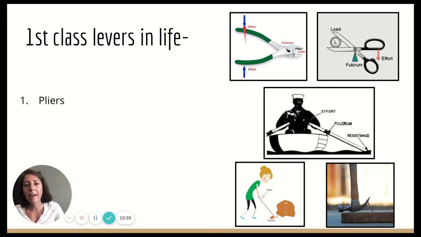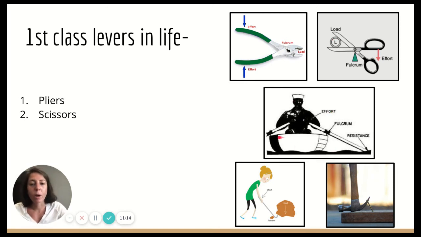So we have the effort applied here. This is where someone's hands are going to grab those pliers and squeeze. And what's resisting the person's movement or their effort is the load. Whatever goes in between the pliers, the load or the resistance, goes right on here. So fulcrum's in the middle. Another example is scissors. Again, notice the fulcrum is in the middle. They work similarly to pliers. We apply effort over here. They move around this fixed point. And the resistance or the load is whatever we're cutting, paper, fabric, whatever that might be.